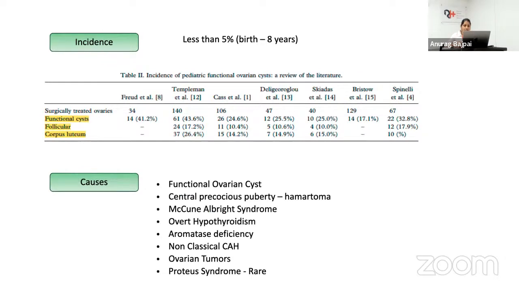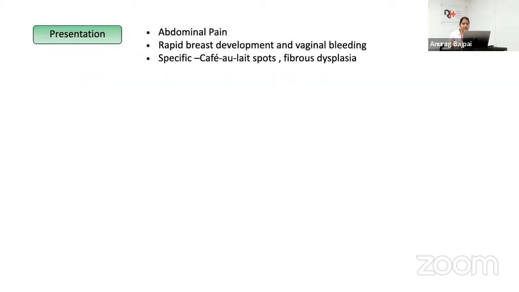And the causes: central precocious puberty, McCune-Albright syndrome, overt hypothyroidism, aromatase excess, and non-classical CAH can also cause it, but POR deficiency can also cause it. That's why if you look at those studies, they have done POR. Yes, sir. And Proteus syndrome can also cause this functional ovarian cyst. And presentation: abdominal pain, rapid breast development, vaginal bleeding, and specifically café-au-lait spots and fibrous dysplasia could be the presentation.